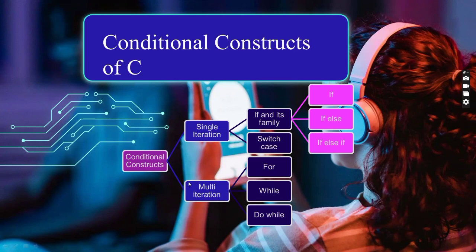Then for conditional constructs with multi-iteration, we have the for, the while, and the do while. The while statement is also called the entry control loop. It only executes the instructions when the control has tested the condition and the condition is satisfied. So that's why we call it an entry control loop. Before every iteration, the condition is evaluated. After that, if it is satisfied, then the iteration continues.